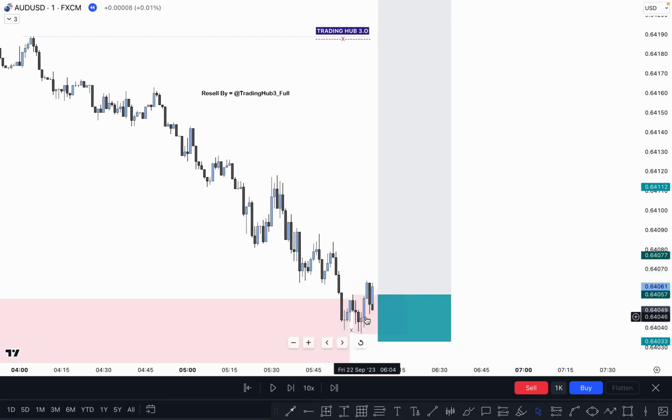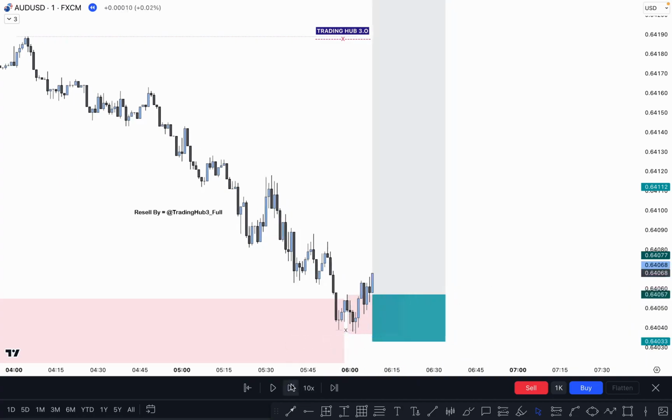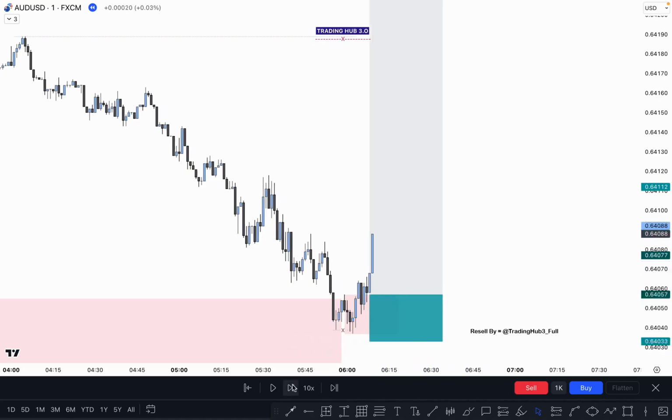Okay, the market mitigates this one and our order is executed at this point. Let's see what happened next here. Also, I want to mention one more thing. If you want to take one more additional confirmation, you can always use a single candle order block confirmation for the entry criteria. Okay, if price creates a single candle order block here, you can take entry for the buy, right?